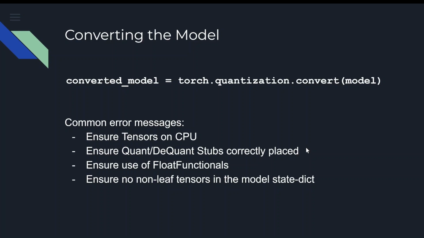For example, if you're trying to feed a floating point tensor directly to a quantized layer without previously going through a QuantStub, that's not going to work. That's going to throw an error. If you're trying to quantize a tensor that's already quantized, that's going to throw an error. Or if you try to dequantize a tensor that's already been dequantized, that's going to throw an error. So those are very common errors. Another one is that if you haven't used FloatFunctionals correctly, if you're using a plus operation or something, that will throw an error.